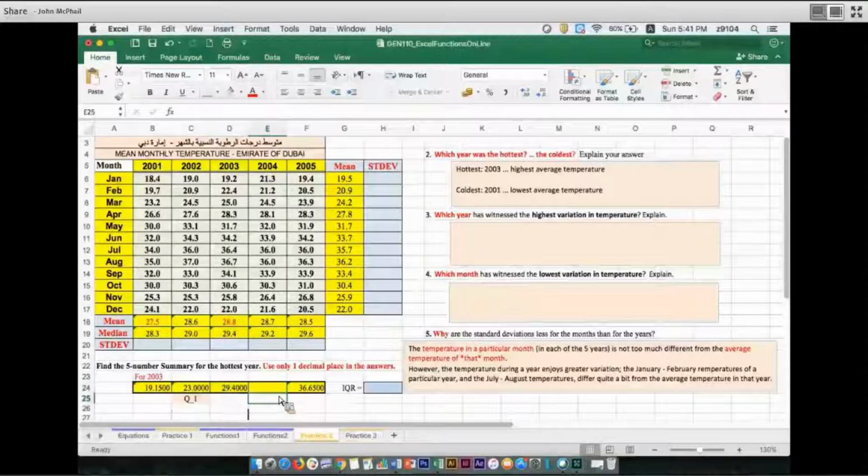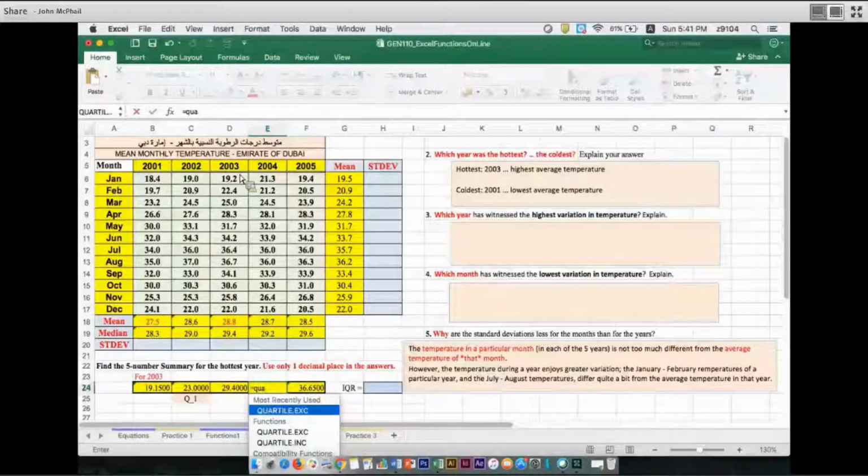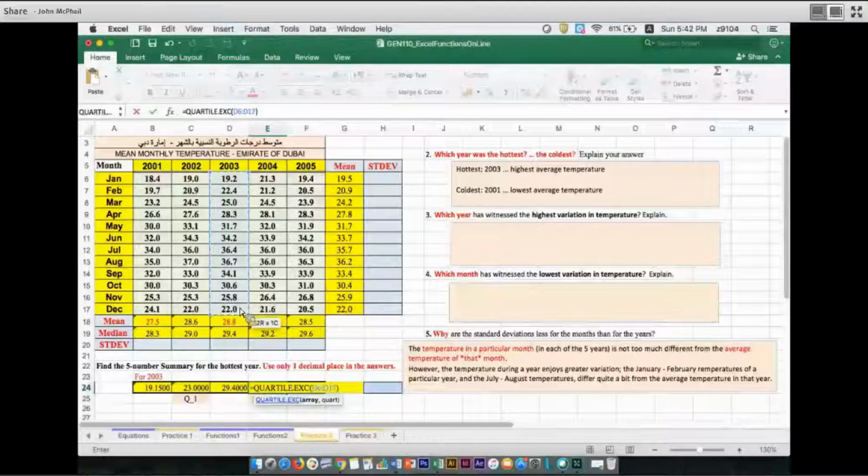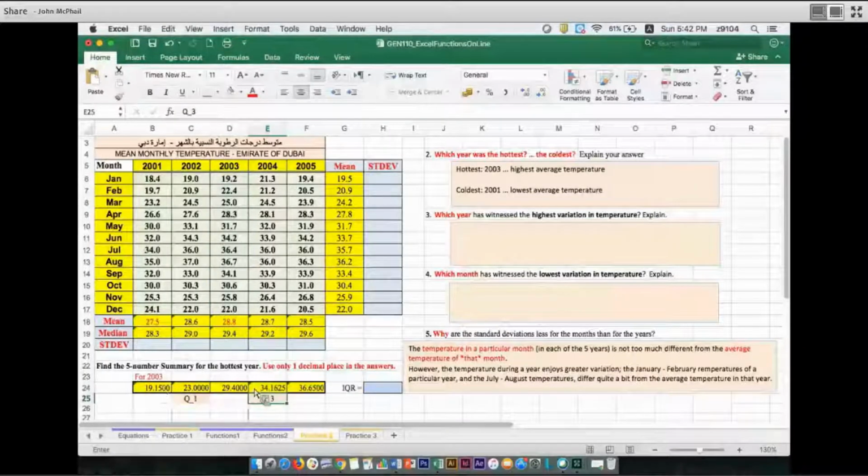For the 3rd quartile, we behave similarly. We begin typing the function quartile.exc, supply the 12 pieces of data, 1 for each of the months, comma 3 for 3rd quartile, and press enter. It is asking us for 1 decimal place, so I may select all 5 numbers and chop the decimal places at the same time. And so we have finished the 5-number summary.